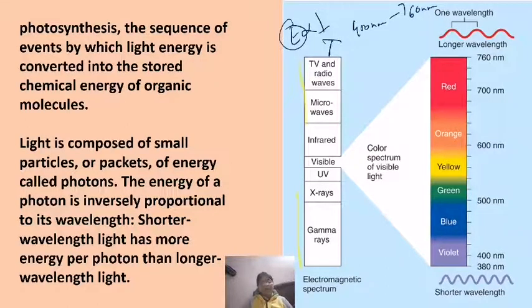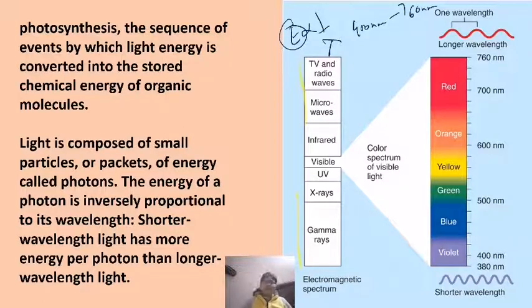Now, why is it that for photosynthesis only the visible range of light is responsible? I'm raising a question for you. Everywhere you have read that plants absorb the visible range of light. They absorb light, but which range of light do they absorb? Do they absorb infrared? Do they absorb microwaves? Do they absorb UV rays, X-rays? No, they absorb what? The visible range of light.